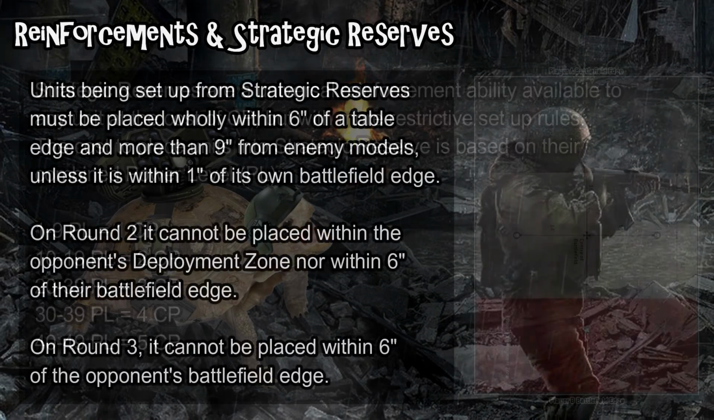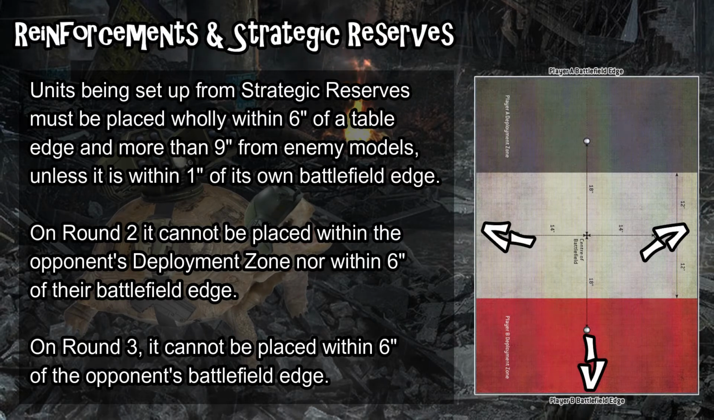When units are brought in from strategic reserve, they could be placed wholly within any table edge that is not the table edge designated as your opponent's table edge in the mission diagram. If they're arriving on turn 2, they also cannot be placed within your opponent's deployment zone, but if they're arriving on turn 3, they don't have that restriction. They just can't be placed off of your opponent's battlefield edge. If you place them within an inch of your own battlefield edge, they can also ignore the restriction where they have to be placed outside of 9 inches of enemy models. So placing them defensively does give you a little bit more flexibility.